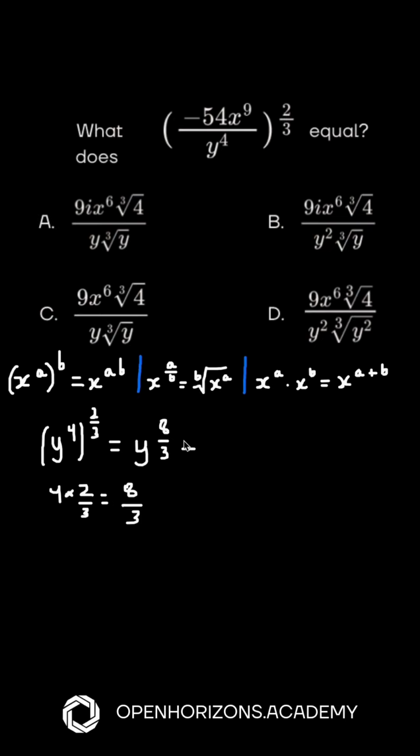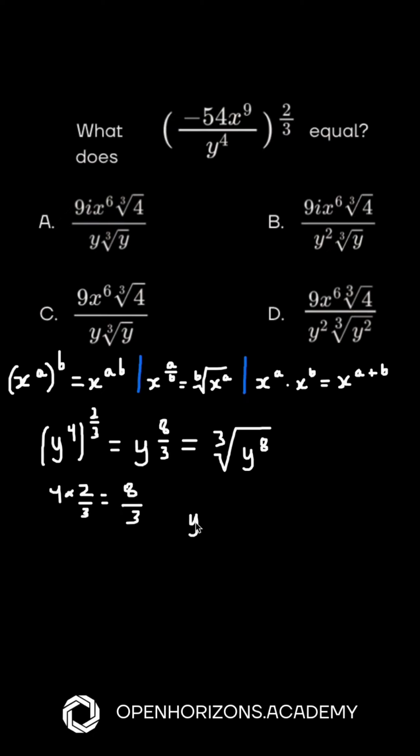But we can simplify this further. As you can see here from the second rule, x to the power of a over b is equal to the b root of x to the power of a. So y to the power of 8/3 is equal to the cube root of y to the power of 8. Cool. So now that we know this, we can take a look at the denominators of each of these individual answers and see which one works for this.